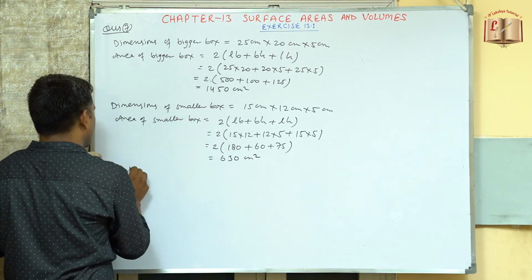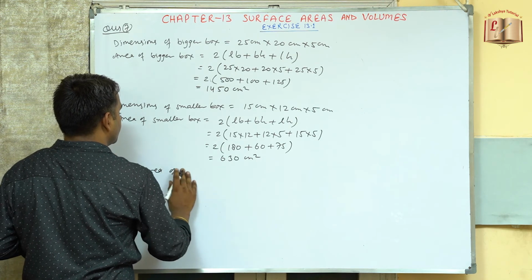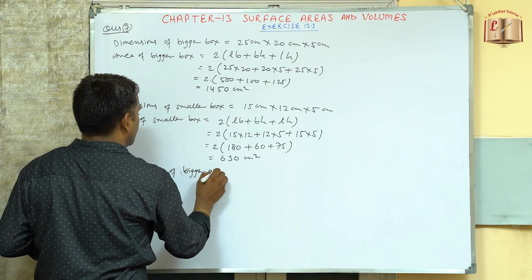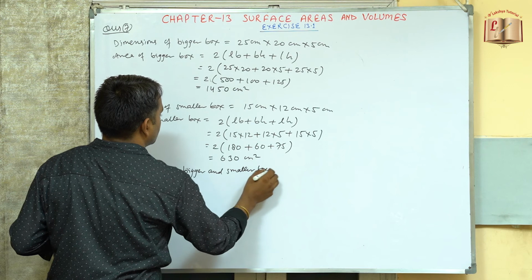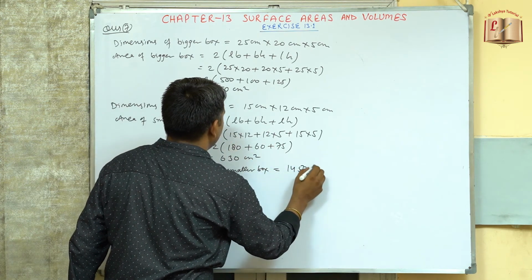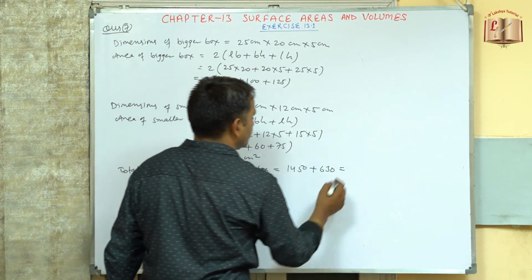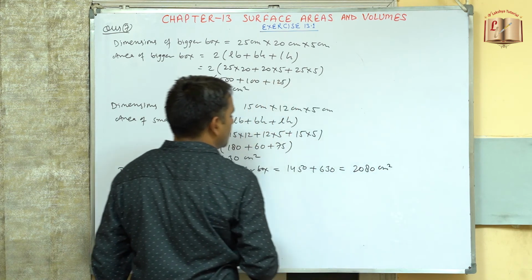So total area now, total area of bigger and smaller box. अभी हम टोटल एरिया निकाल लेते हैं. So this will be 1450 plus 630. So this will be now 2080 centimeter square.